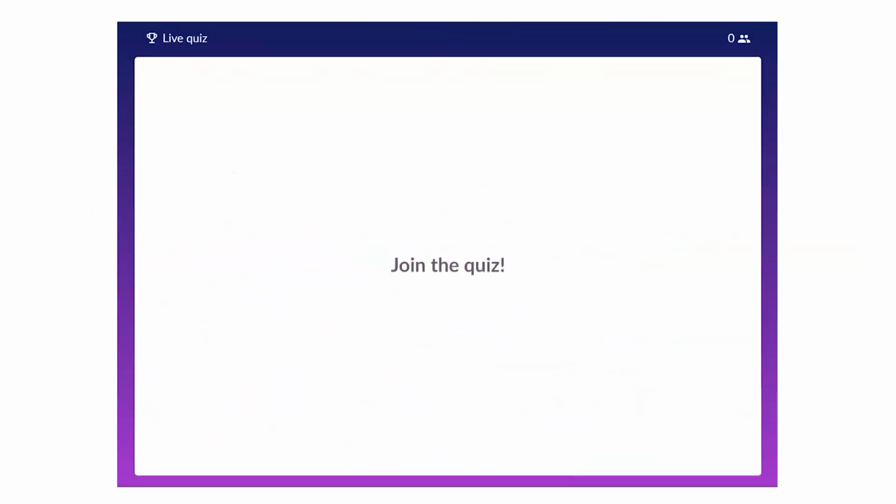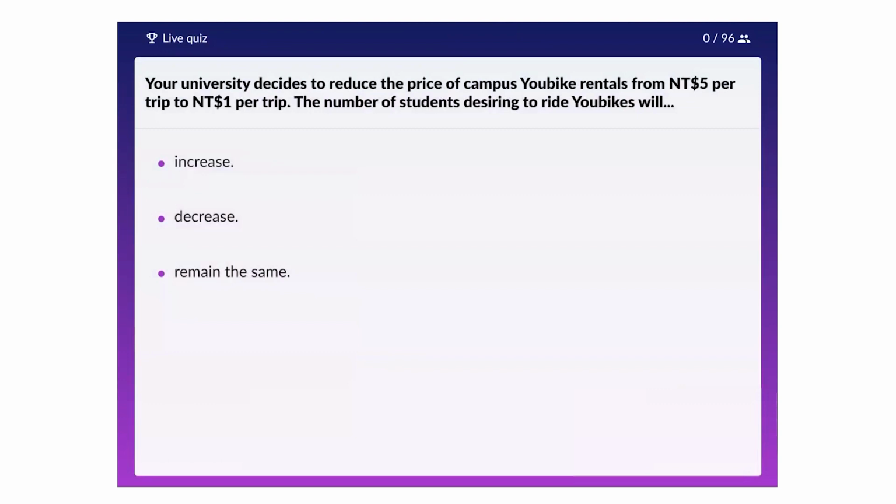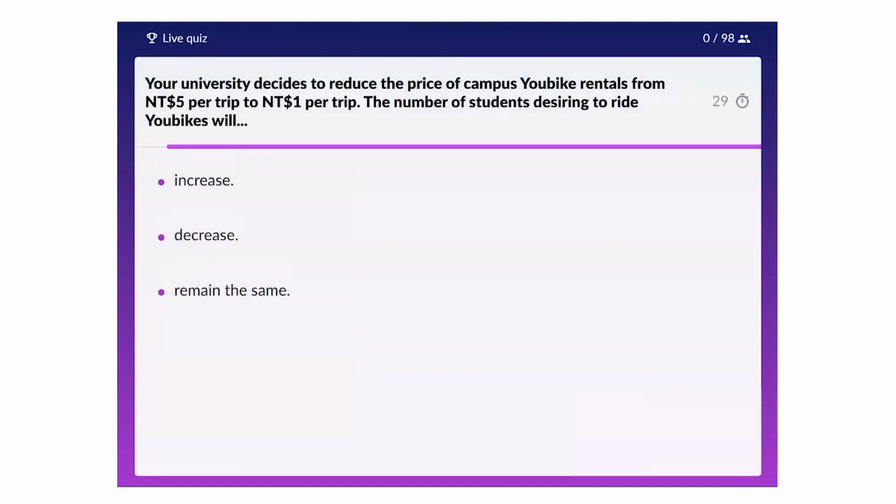All right, so here we have Slido, so prepare to join the quiz, get ready. First, the number of students desiring to ride the U-bike: will it increase, decrease, or remain the same when the price of a U-bike rental is dropped from $5 per trip to $1 per trip? We have 30 seconds to answer this. Now I believe we have roughly 10 seconds left. Please make your answers on Slido. If you have not joined, please hurry up.